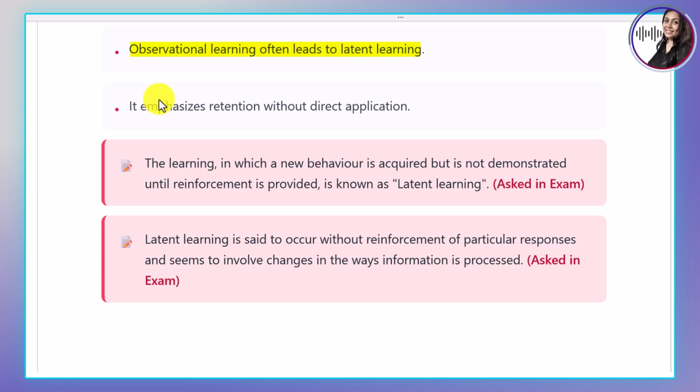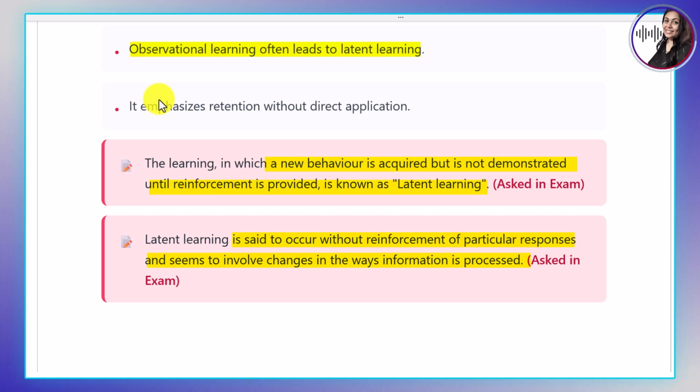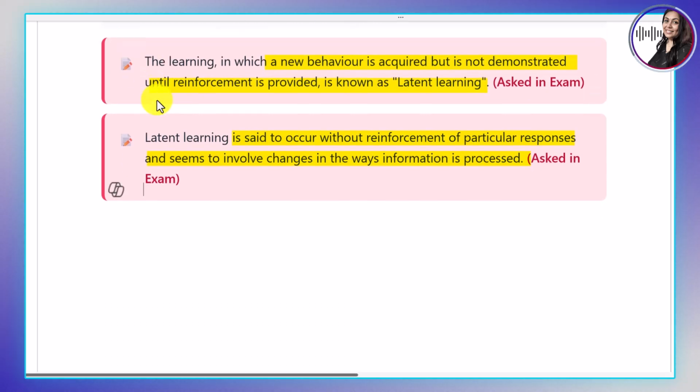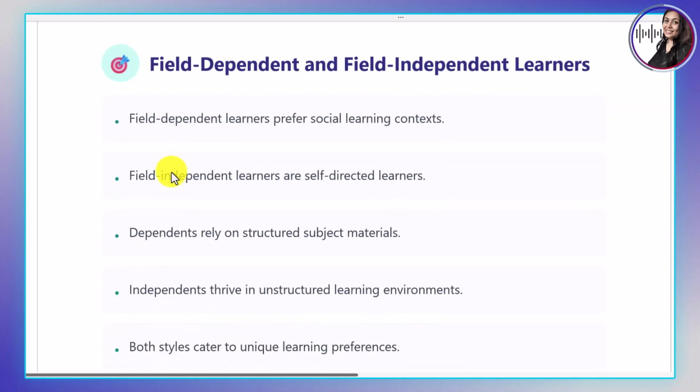According to exam-focused definitions, latent learning refers to learning in which a new behavior is acquired but not demonstrated until reinforcement is provided. And it is also described as learning that occurs without reinforcement of specific responses and involves changes in how information is processed. Both of these descriptions have been asked in exams, making latent learning a high priority concept.